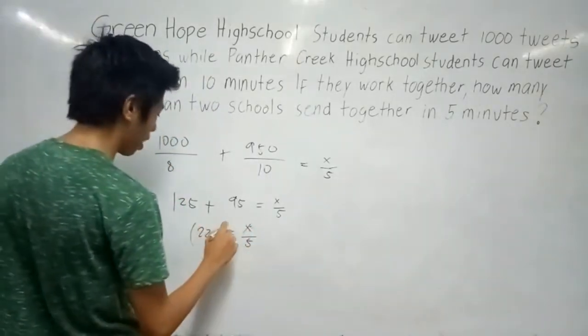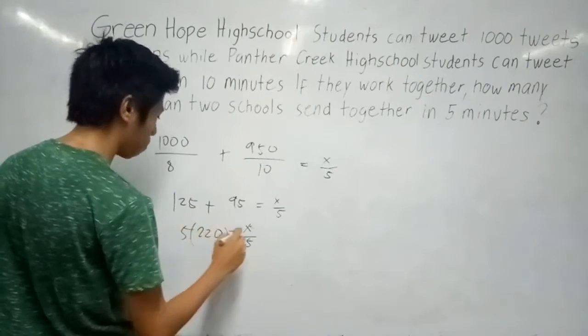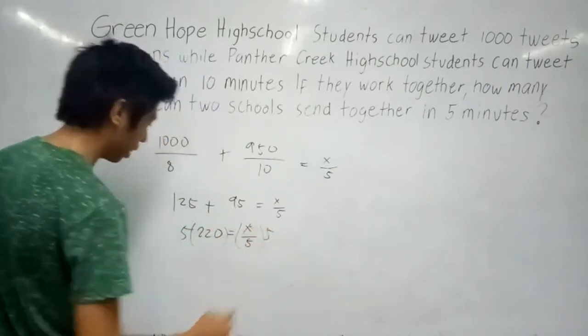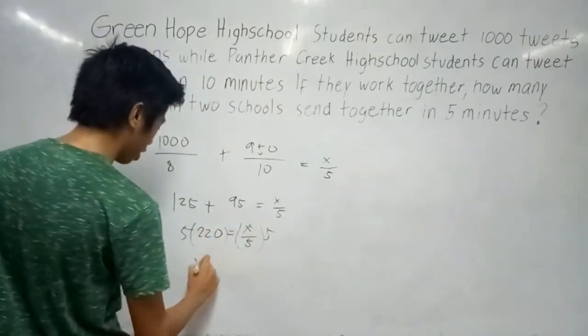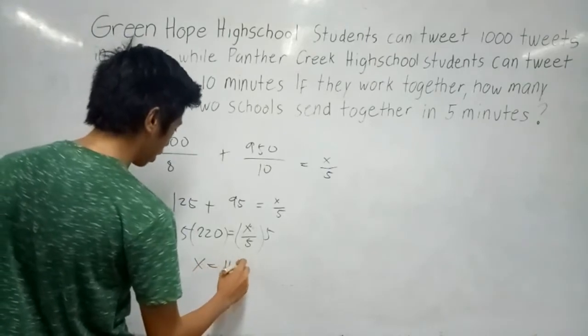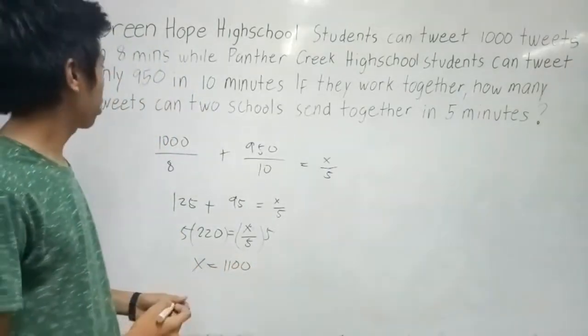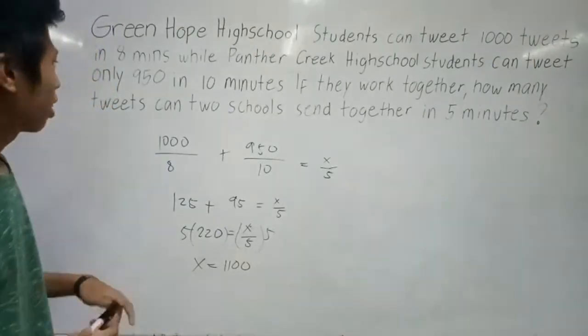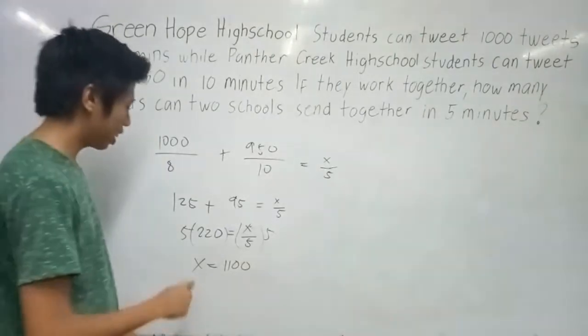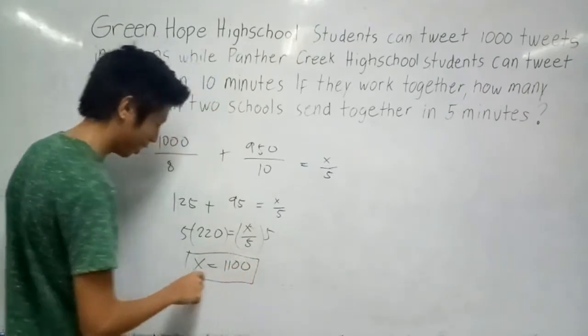So we will multiply both sides by 5. So x is equal to 1,100. So the two schools can send 1,100 tweets together in 5 minutes.